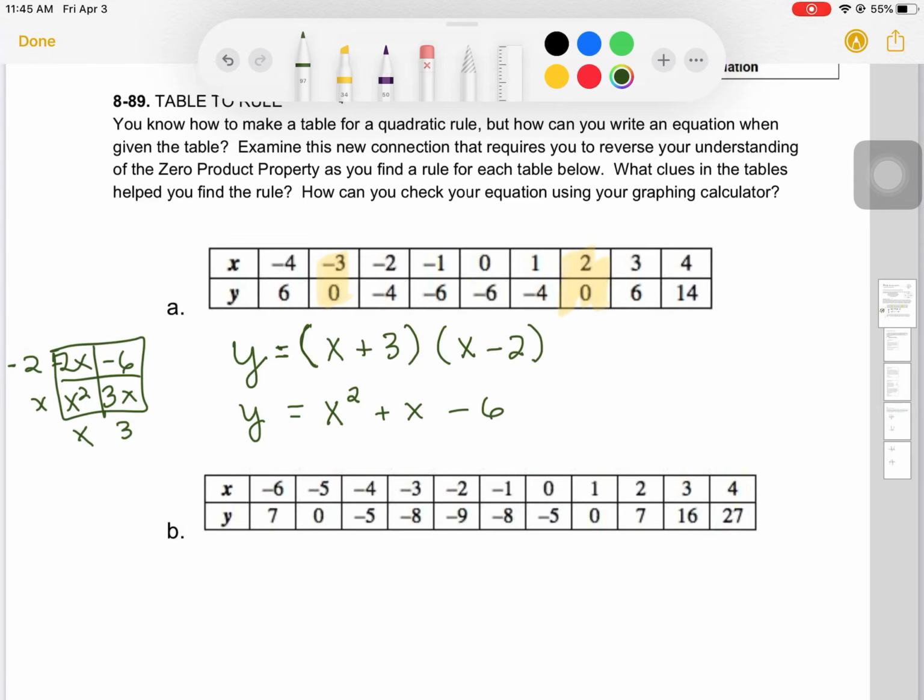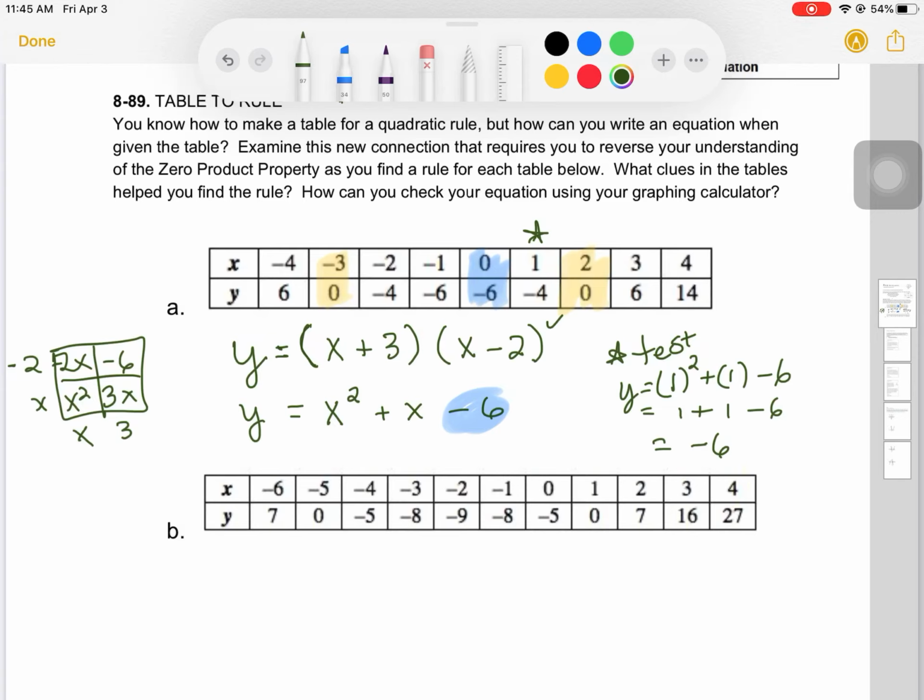Taking a look at this gives us a few more clues. I'm going to highlight in a different color here, this would give us a y-intercept of -6, and we can see that right here. We could test a point if we wanted to. Maybe we put 1 in for x and see what we get for y. So we get 1 plus 1 minus 6. 1 plus 1 is 2, minus 6 is -4, and it checks.